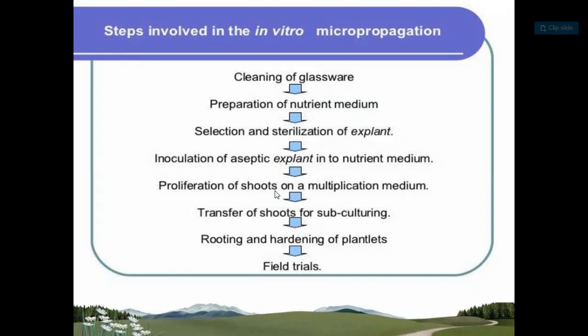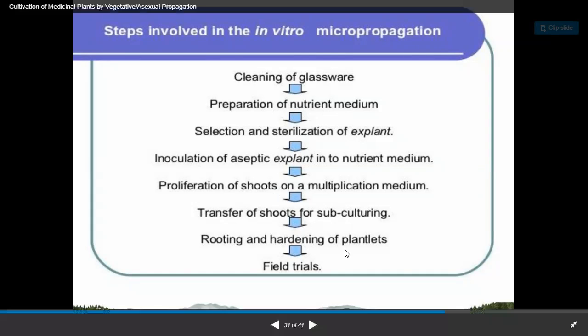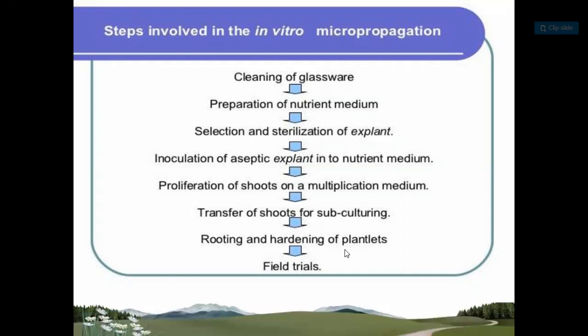So before going to the culturing, it has to go for subculturing. In that, we need to transfer the shoot into the subculturing media. Then the next step is rooting and hardening of the plantlets. So we are allowing it a few times so that the root can develop, and this soft medium and the explant will become hard, right?